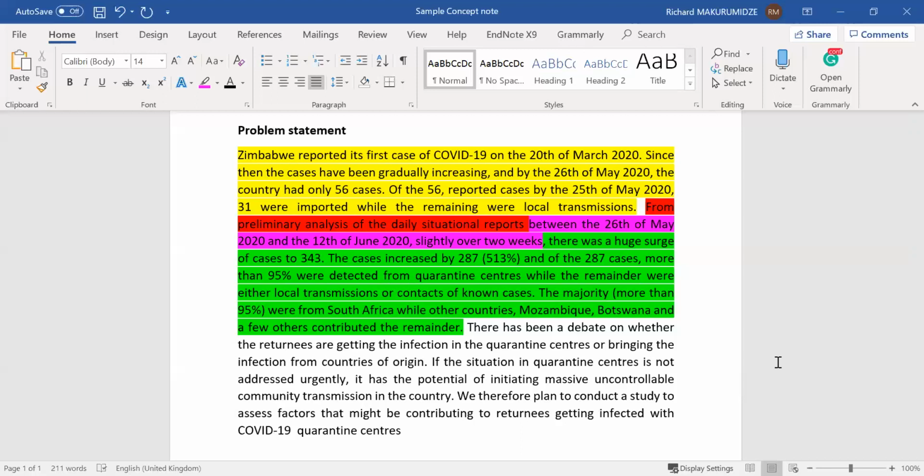Remember, I'm saying the cases increased by 287, which is 518%. So I'm trying to show how big my problem is. My cases were just at 56, but over a period of 2 weeks, they increased by 513%. And most of these cases were coming from quarantine centers. So as someone who is concerned, you need to know, why are we getting most of these cases in quarantine centers? Most of these cases are coming from South Africa and Mozambique. South Africa is contributing most of those cases.